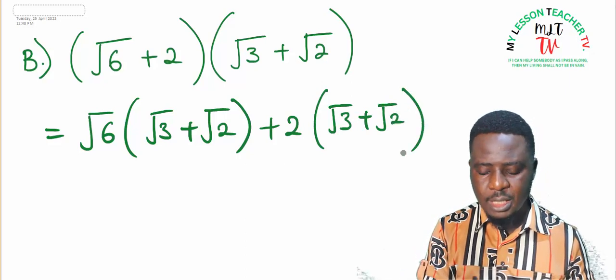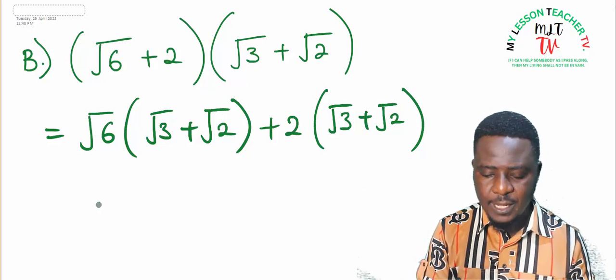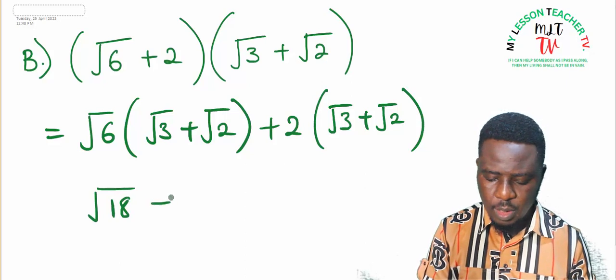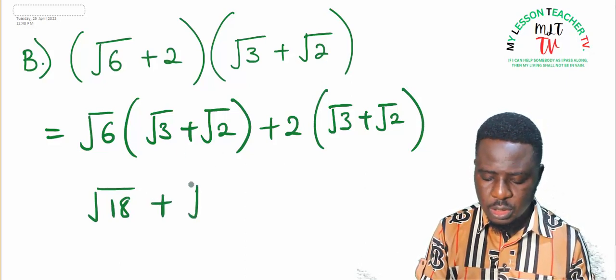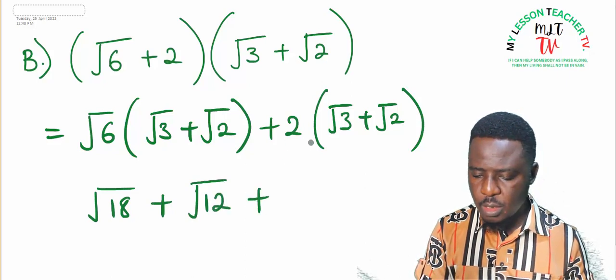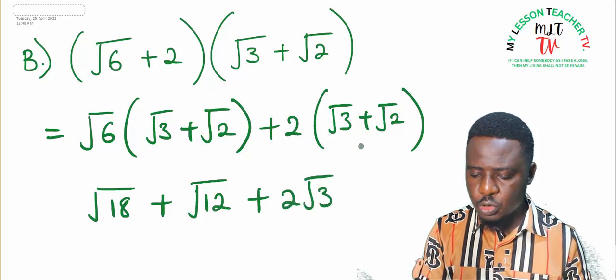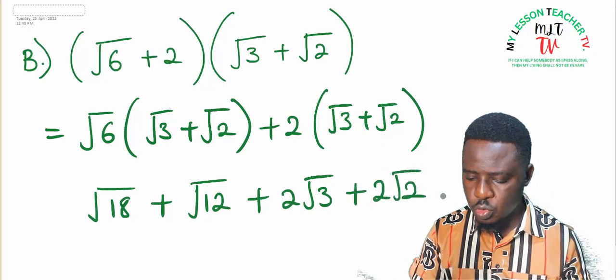Then you expand each of the brackets. Root 6 times root 3 gives you root 18, plus root 6 times root 2 is equal to root 12, plus positive 2 times root 3 is 2 root 3, while plus 2 times positive 2 is said to be plus 2 root 2.